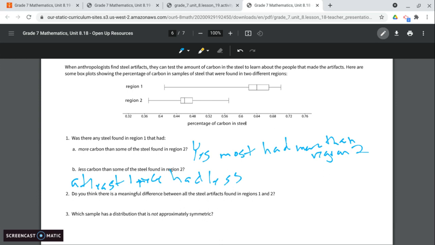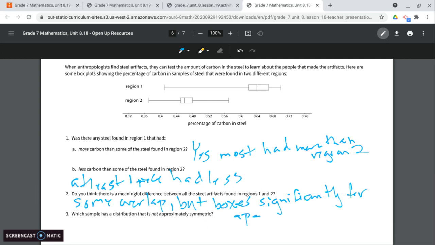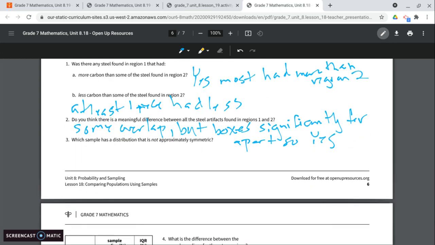2. Do you think there's a meaningful difference between all the steel artifacts found in regions 1 and 2? There is some overlap, but the boxes are so far apart that there'd be a pretty meaningful distance. So some overlap, but the boxes are significantly far apart. So yes. And for 3, which sample has a distribution that's not approximately symmetric?